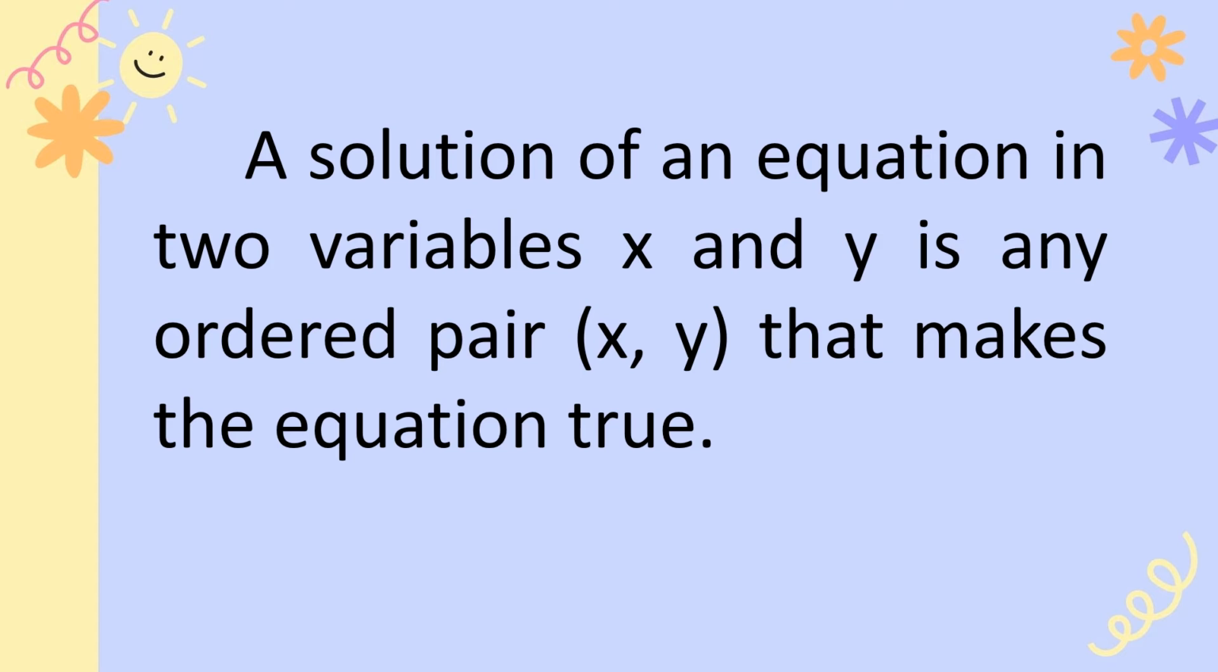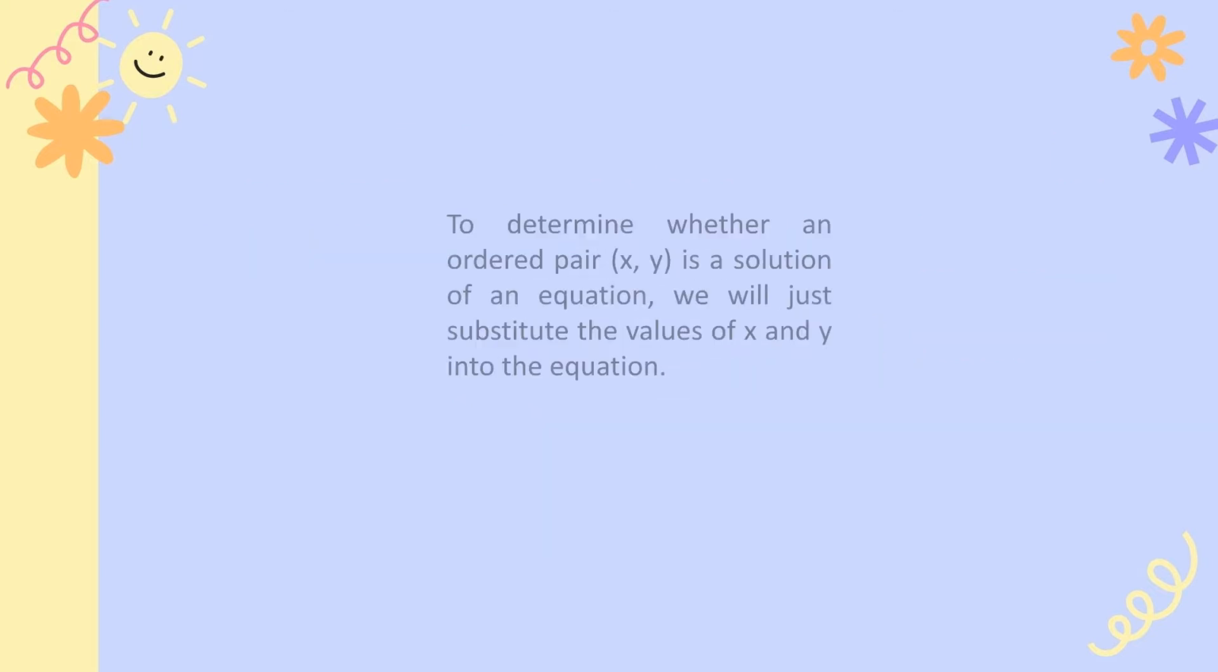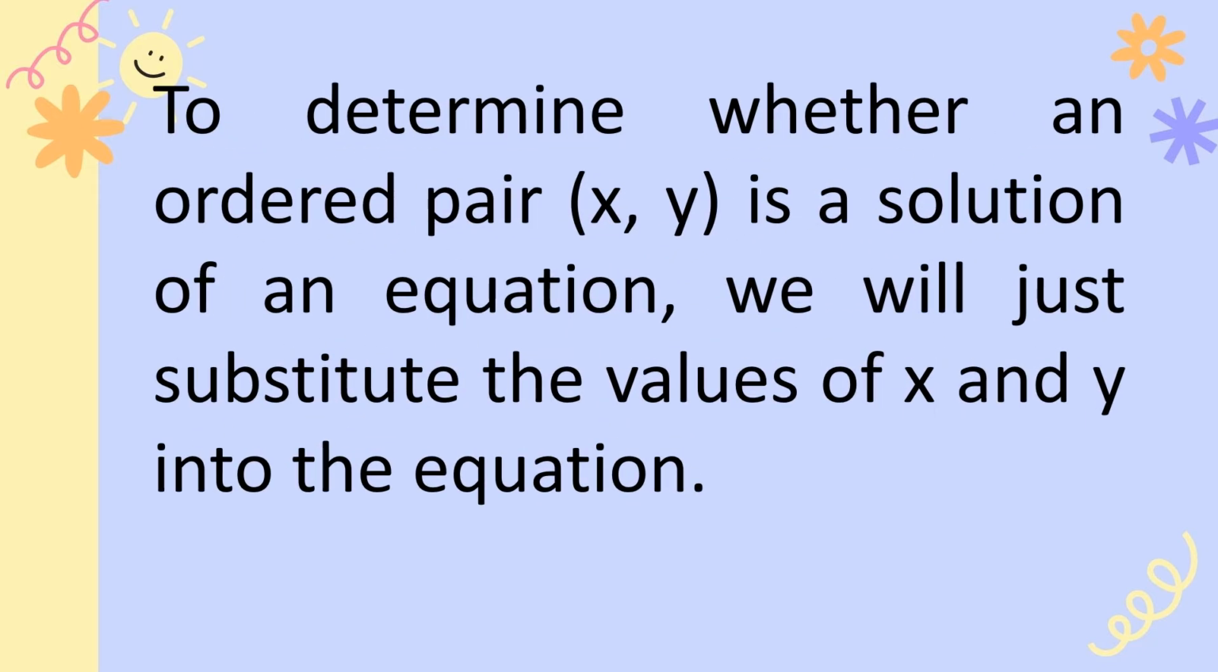Take note, class, that a solution of an equation in two variables, x and y, is any ordered pair (x, y) that makes the equation true. And to determine whether an ordered pair (x, y) is a solution of an equation, we just substitute the values of x and y into the equation.